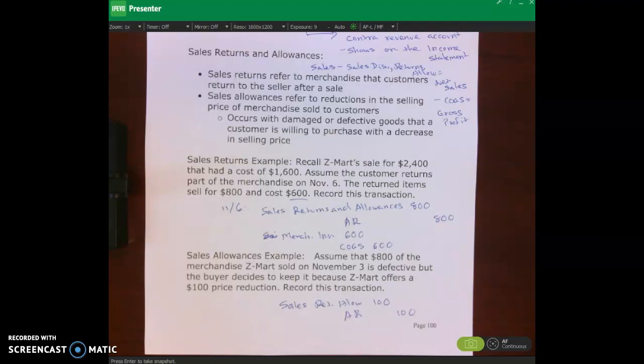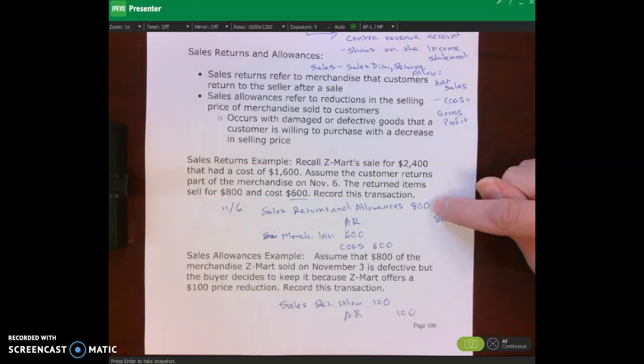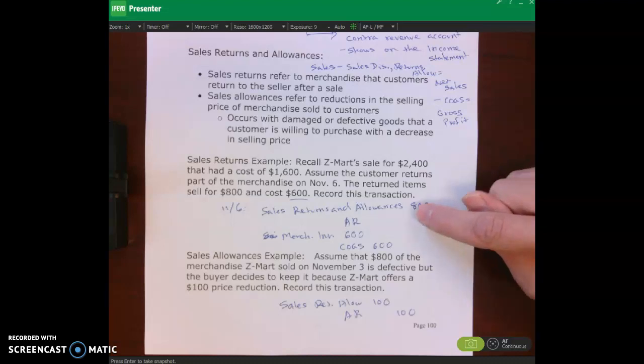Okay. So again, returning back to our sales return example, recall Z-Mart sold for $2,400 at a cost of $1,600. The customer returns part of the merchandise. The returned items sell for $800 and the cost basis was $600. So when we have this situation, we have to first recognize the sales return and allowance. Remember, this is a contra revenue account. So we debit sales returns and allowance for $800, and then we credit the accounts receivable, which basically means we're taking $800 off their bill because they're returning the merchandise. Okay, so accounts receivable goes down by $800.